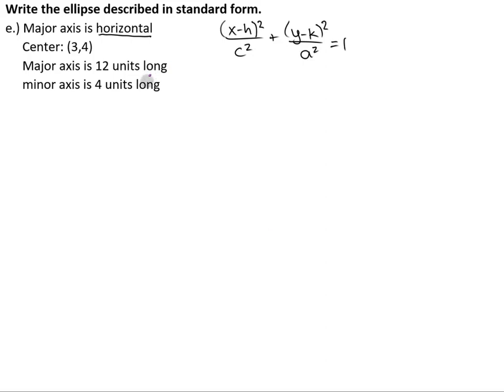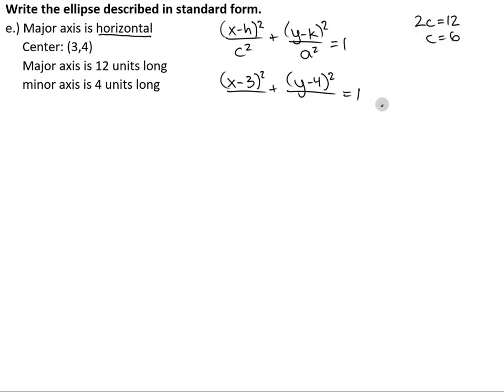So there's our template. I know it's horizontal. So we can plug in our center for h and k. If h is 3, it should look like x minus 3 squared. If k is 4, it should look like y minus 4 squared equals 1. We just need to figure out the values of a and c. Well, if the major axis, which is equal to 2c, right? 2c equals 12, then c has to be 6.